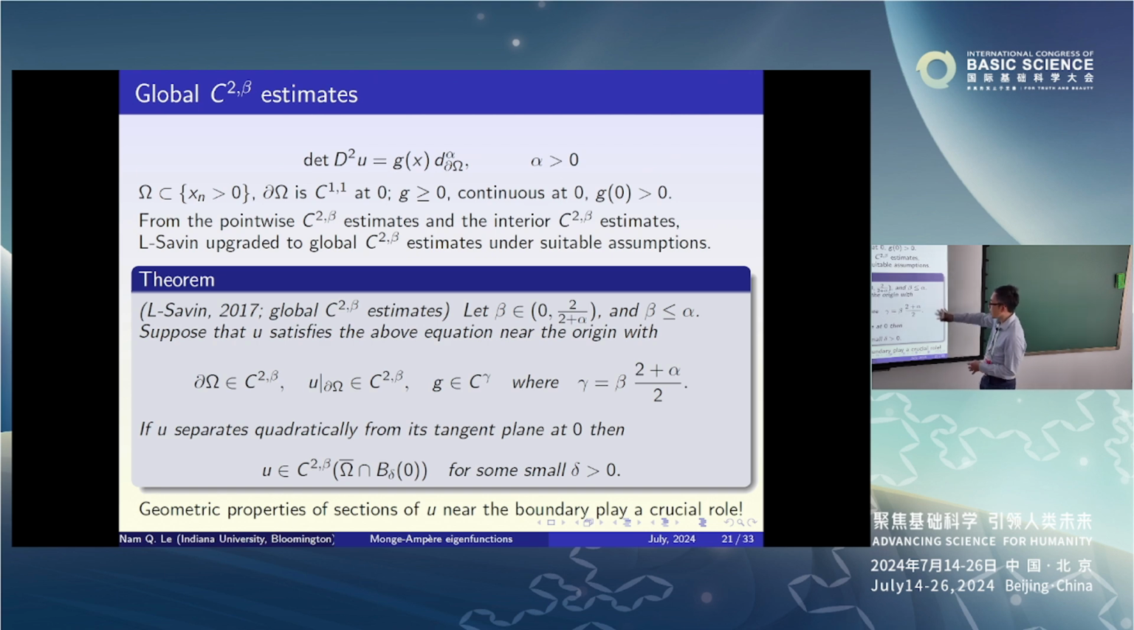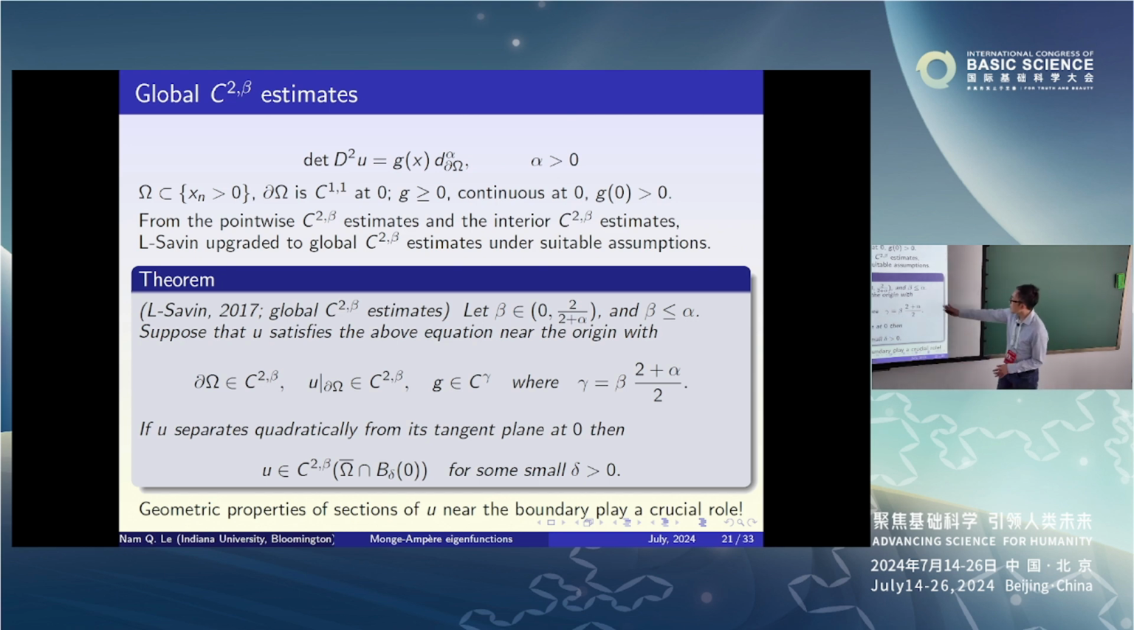So let me state the result. The result says the following: if you have this Monge-Ampère equation where all the boundary data are C2 beta, and beta is in this range, and now we need one condition, that beta is not bigger than alpha. Then the solution of this Monge-Ampère equation, when it separates quadratically away from the tangent hyperplane, is C2 beta on some ball of radius delta around the origin.